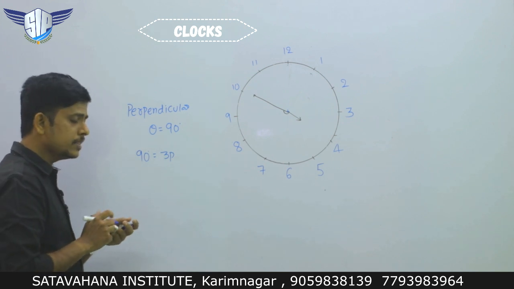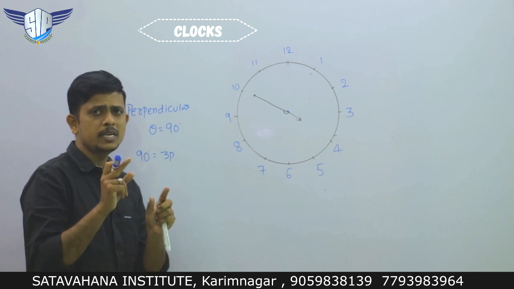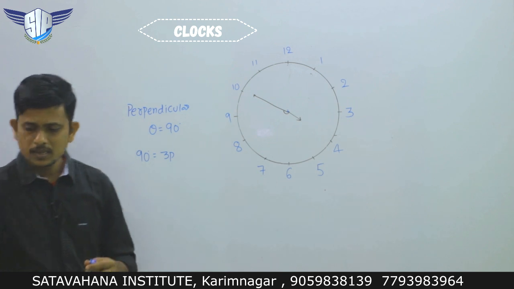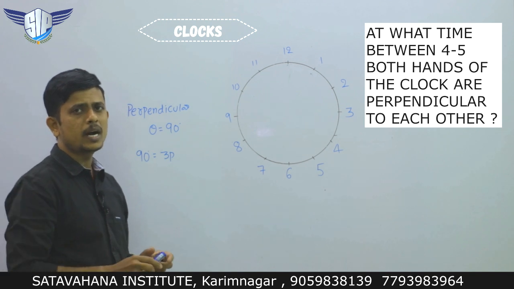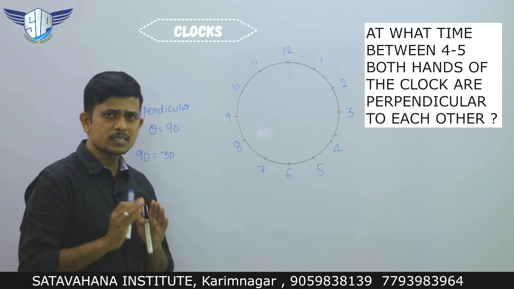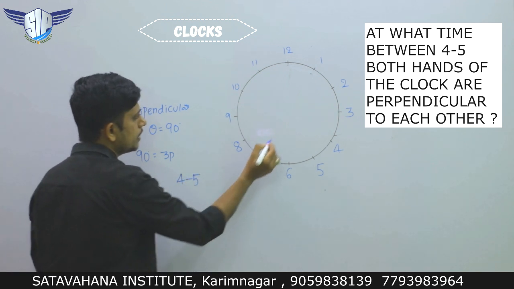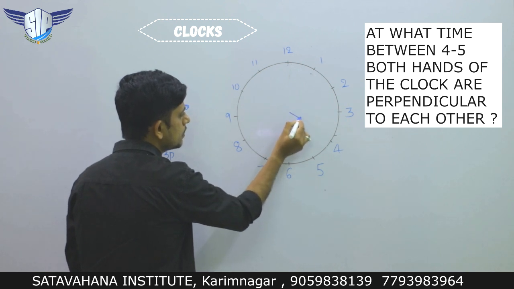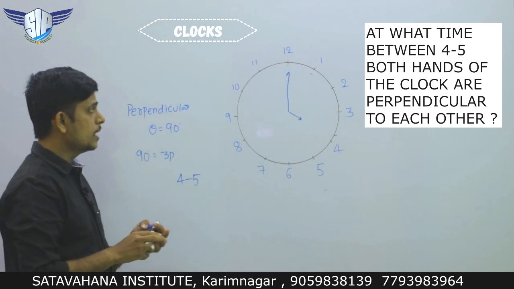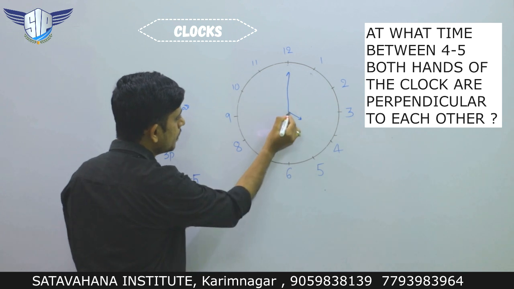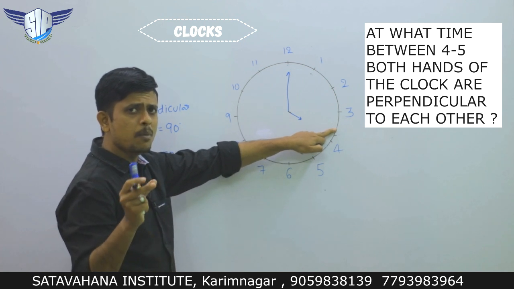Here in this model, the gap between the minute hand and hour hand must be 3 parts to create an angle of 90 degrees. Right, the next question is: at what time between 4 to 5 are both hands perpendicular to each other? Here the question is in between 4 to 5, because I will draw the positions of the hands here. Look, here the gap between the minute hand and hour hand is 4 parts, 1 2 3 4. But as per our question, the gap must be 3 parts.